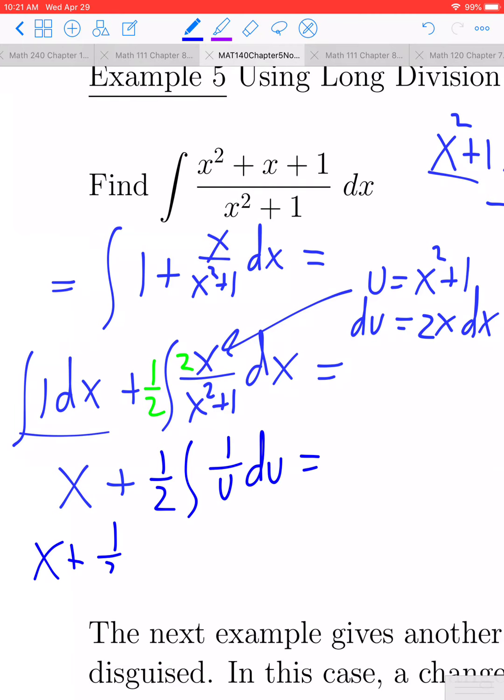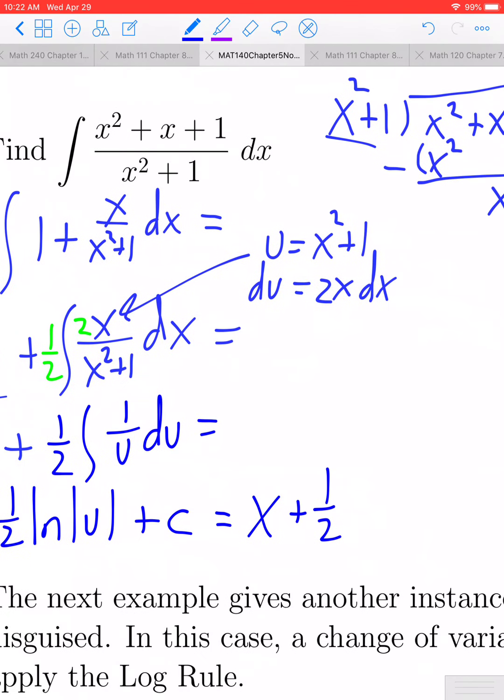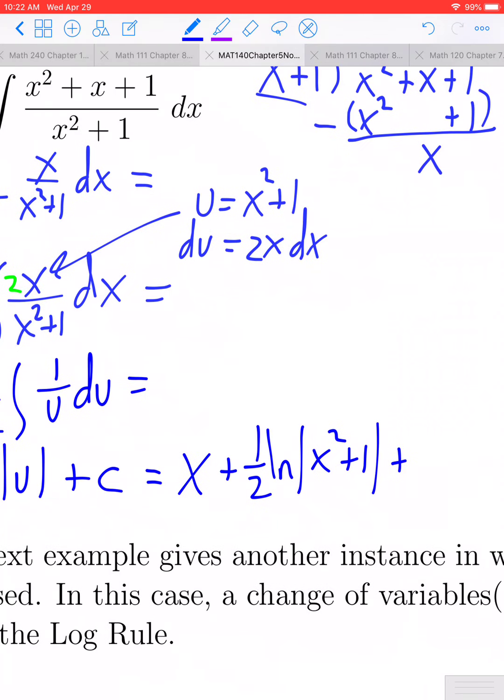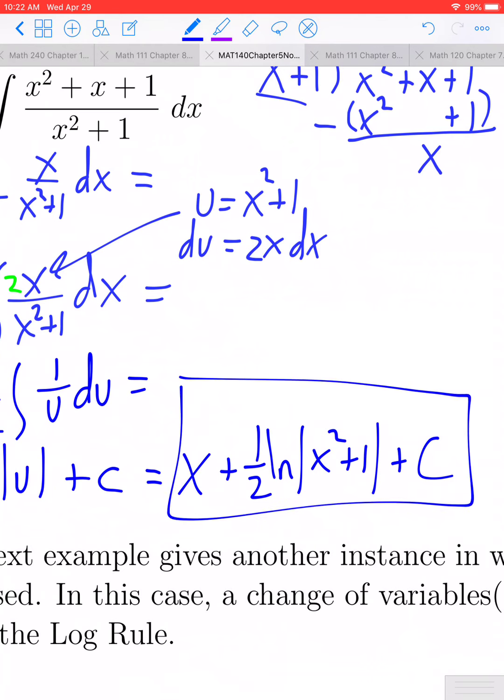We know that that's going to be 1/2 times the natural log of u plus c, which is equal to x plus 1/2 the natural log, back substituting, of the absolute value of x squared plus 1, plus c. So this would be our final answer.